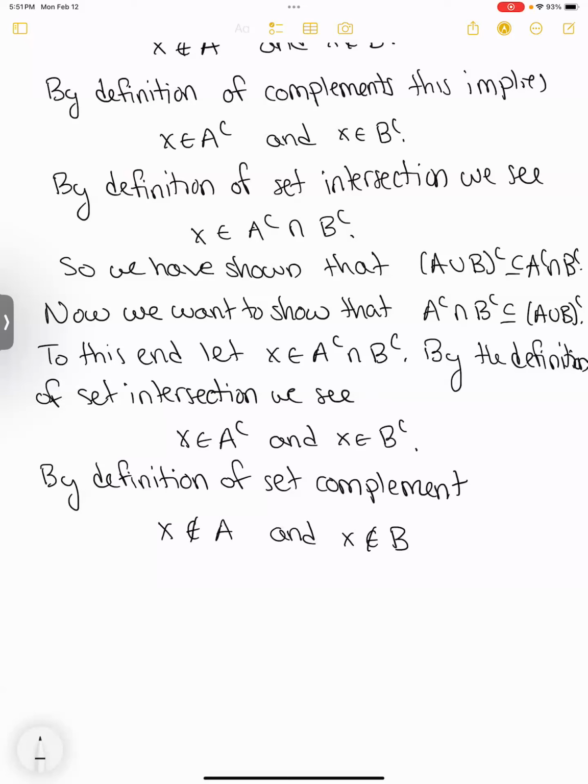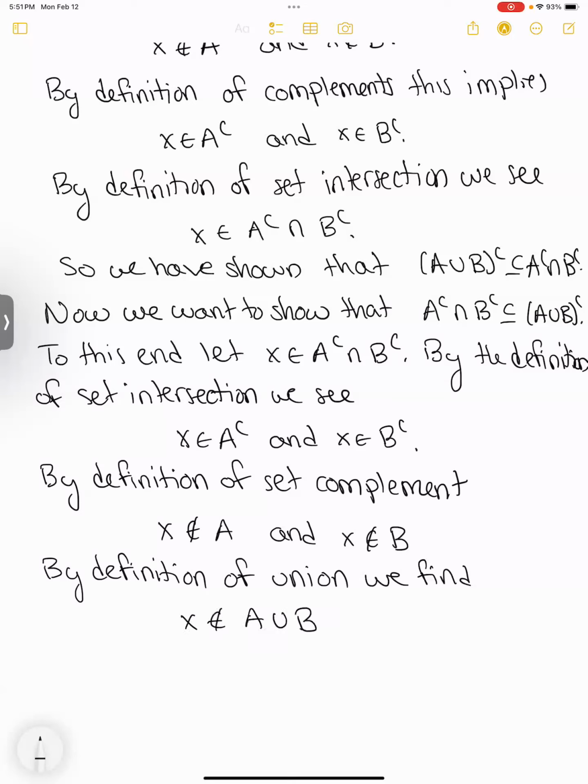But again, before we used the definition of union in a similar way, right? If you're not in A and you're not in B, then you can't be in the union of A and B. So by definition of union, we find that X is not in A union B, right? Because if X was in A, then it'd be in the union, but that would contradict the fact that it's not in A. And if X was in B, then it'd be in the union, which would contradict the fact that it's not in B. So X cannot be in A union B.